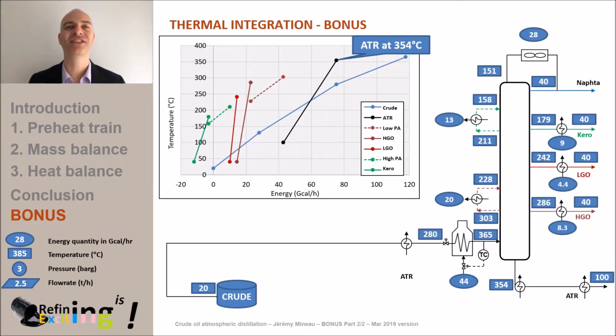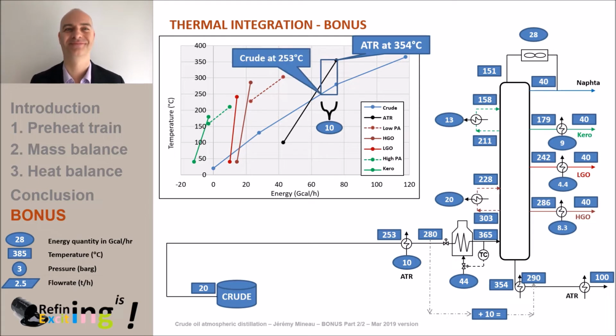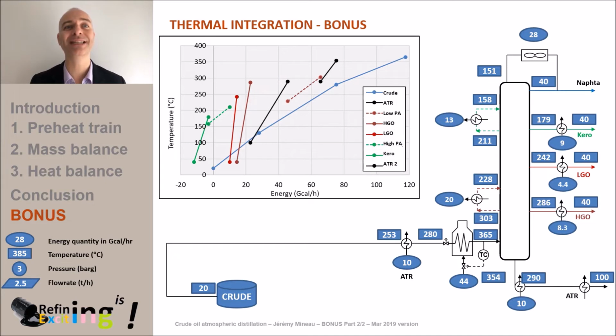In this first heat exchanger, the crude is heated up to 280 degrees C. Since we have set ourselves a temperature approach of 10 degrees C in the heat exchangers, this means that the atmospheric residue can only be cooled down to 280 plus 10 equals 290 degrees C. This results in a duty of about 10 gigacalories per hour. And in this case, it means that the crude enters the heat exchanger at a temperature of about 253 degrees C. The atmospheric residue is now at a temperature of 290 degrees C.